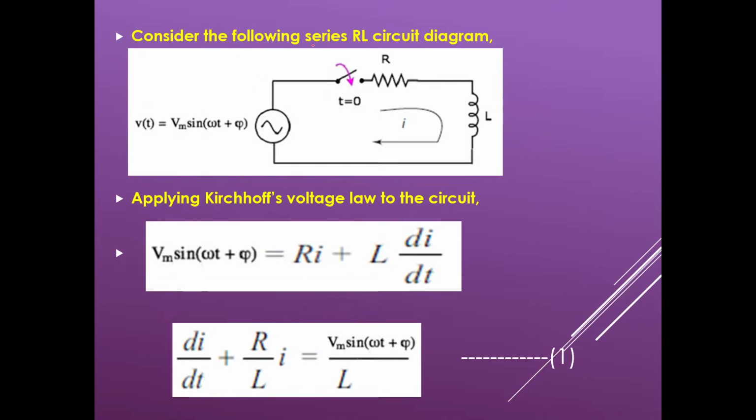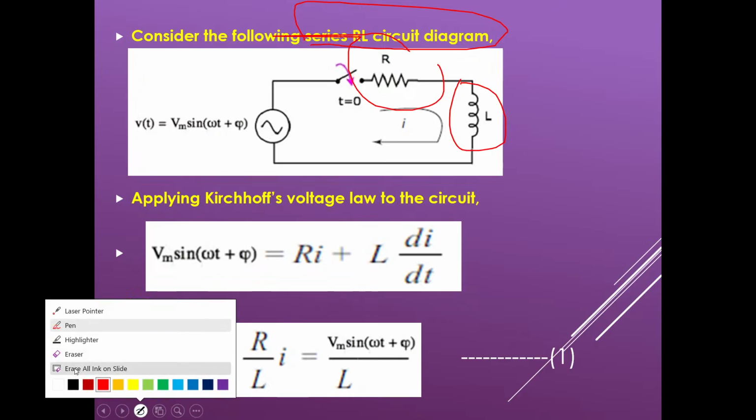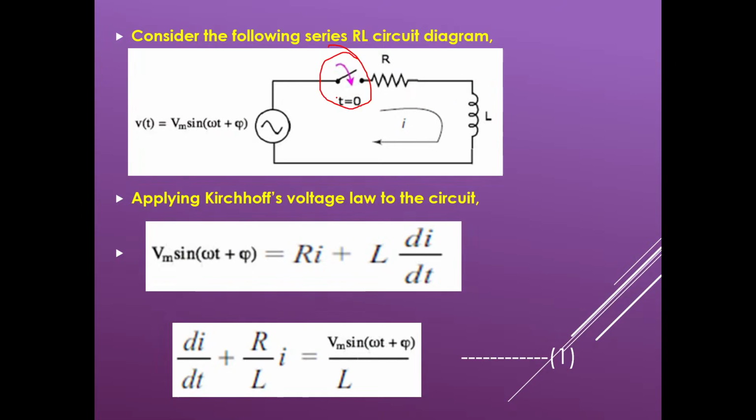So now let us consider a series RL circuit. The resistor and inductor are connected in series, and there is a switch which will close at t equal to 0. The AC supply is V of t equal to Vm sin(omega t plus phi). This is the phi symbol. So this is our input. When the switch is closed, the response in the circuit is I.